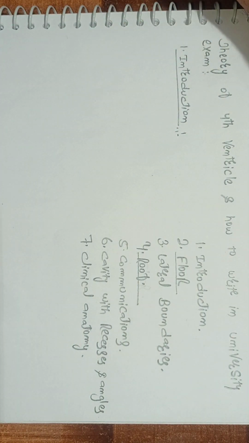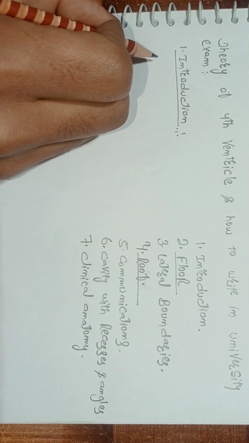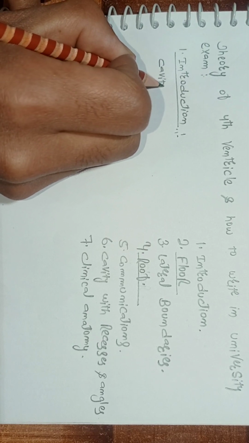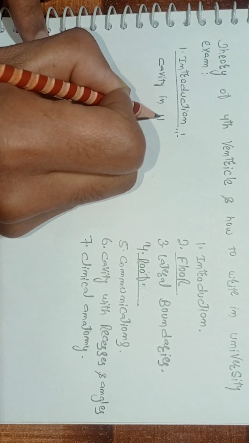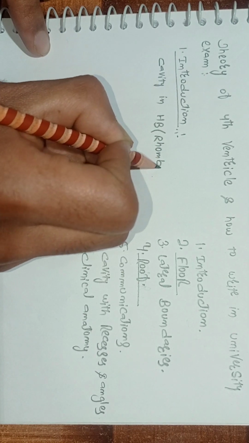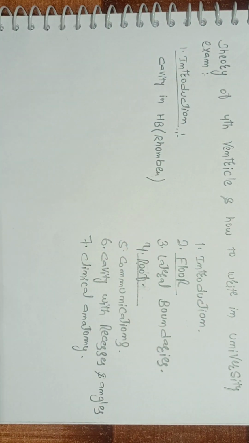In introduction, we will write two statements. The first statement that we will write is it's a cavity in hindbrain, more precisely rhombencephalon. So, what is the fourth ventricle? Fourth ventricle is a cavity that's present in hindbrain, more precisely rhombencephalon. Then we'll make a small diagram.